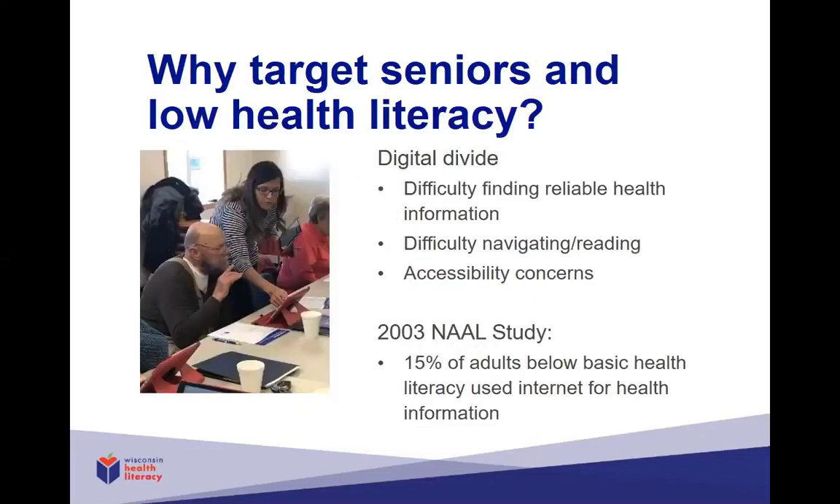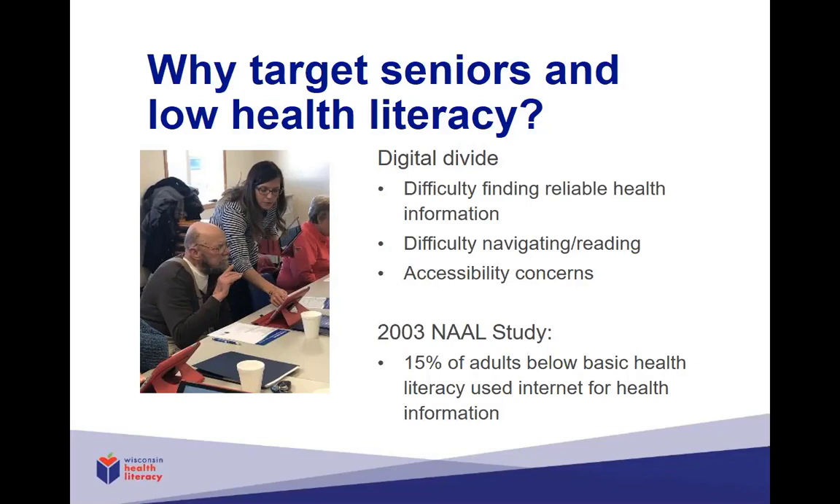Now, what they weren't taking into consideration was the digital divide and those struggling with low health literacy. Those vulnerable populations, whether they have different backgrounds, are refugees, immigrants, seniors, or people who haven't used computers, are less likely to use online resources because they have difficulty finding reliable health information online. They don't know where to start, let alone how to navigate and read information online. And then there's the whole issue of accessibility concerns, and this is not just for rural areas where you don't have good Wi-Fi.